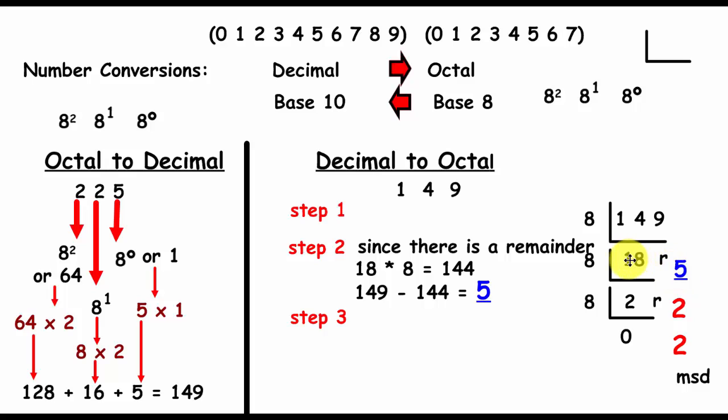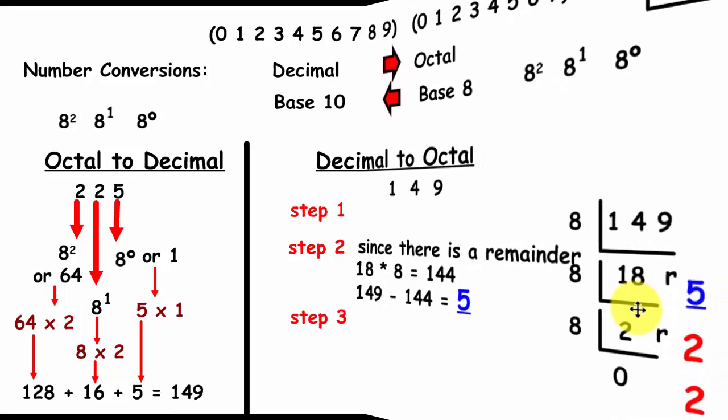Leave the 18 here. Now, divide 8 into 18. It goes 2 times. 2 times 8 is 16. 18 minus 16 is a 2. 8 goes into 2 0 times with a remainder of 2. So, your number is 225. Okay? I know it's a little bit trickier, but that is exactly how we solve that problem.